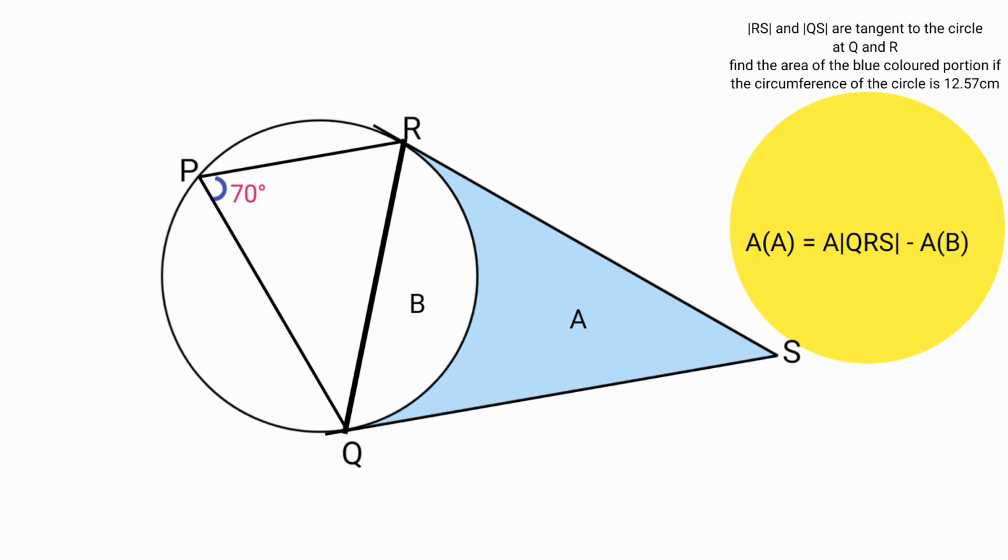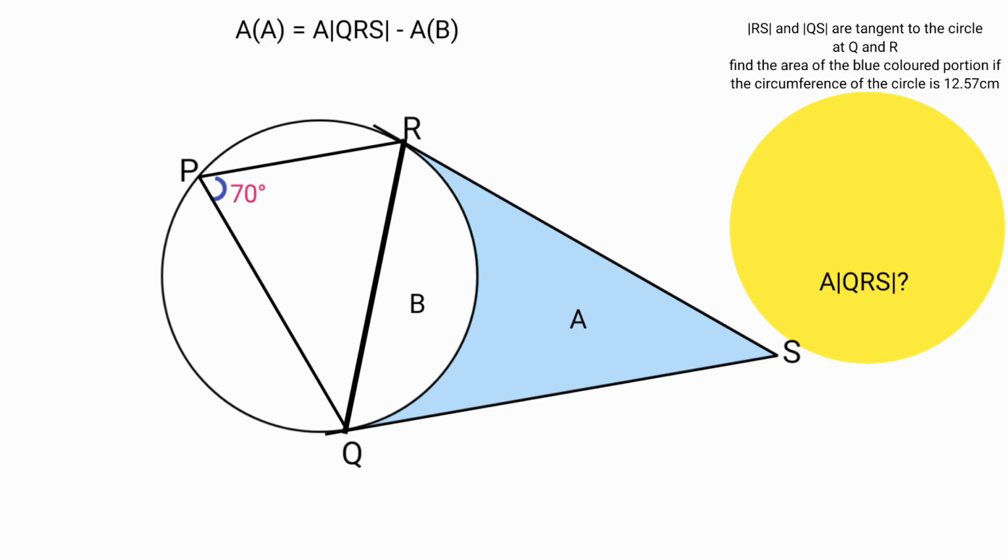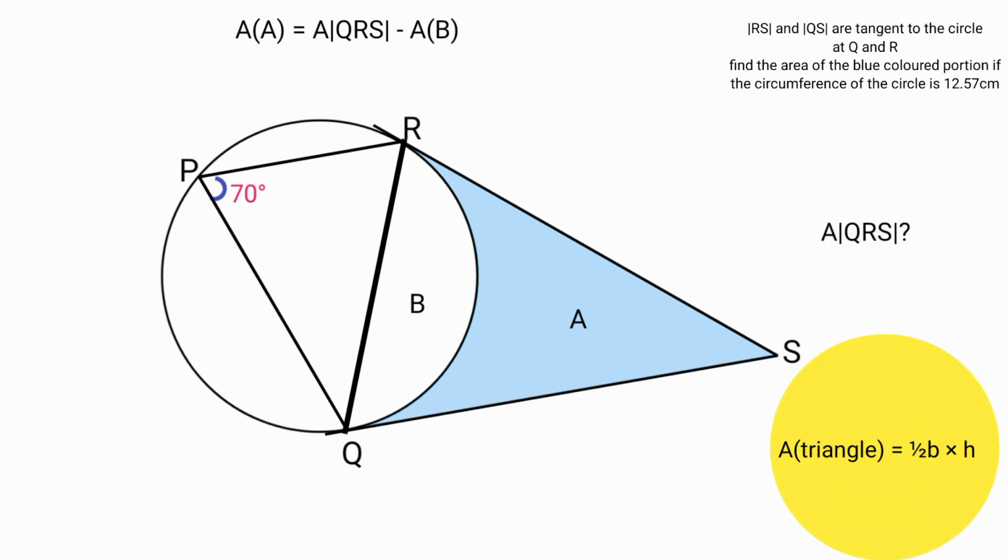So first of all, now we have to find the area of triangle QRS. So how can we find it? The formula for the surface area of a triangle is half base times height. So what are the base and the height? To know this, we need to know what type of triangle it is, and for that we need the sizes of its angles. So how can you find the sizes of its angles?